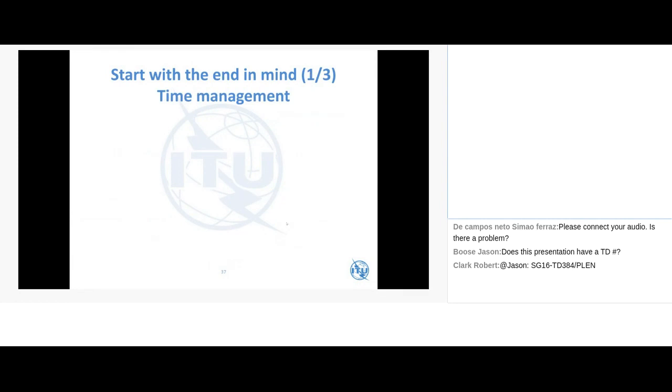So looking again at time management, the collective letter, the meeting announcement, contains the first draft of a time management plan. This is normally annexed to the collective letter, and it often references a TD, and that TD will be maintained showing the latest updated time management plan.